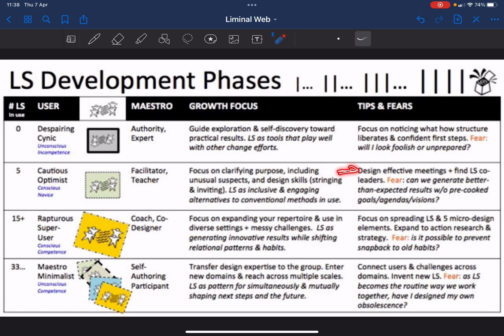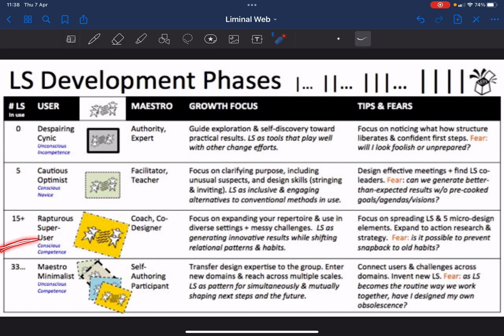Definitely at this stage, think about designing effective meetings and find other users that you can federate with as a user group, right? The fear is, hey, can we generate better than expected results without pre-cooked goals, agendas, and visions? I don't know, but explore it, lean into it, find out.